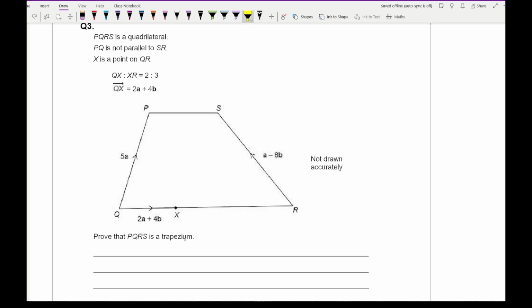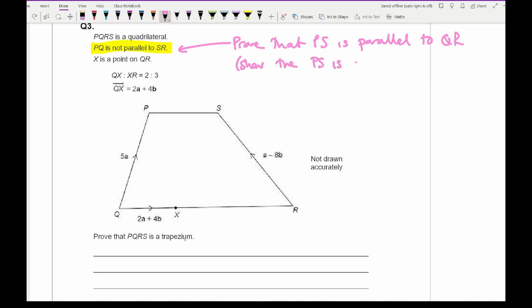Now, in the information that we've been given, the fact that we know that PQ and SR are not parallel basically means that all we need to do is prove that PS is parallel to QR. Now, how do we do that? We show that PS is a factor or a multiple of QR. So from this, what we need to do is work out what PS and QR are.